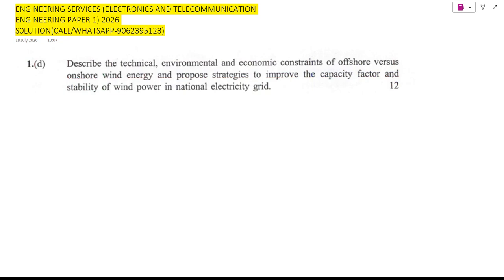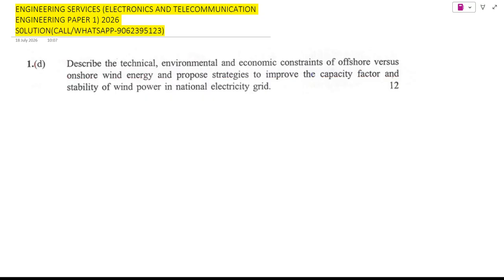And notice carefully, the examiner has not asked only about the offshore wind and the onshore wind. The question has two independent parts. Compare the offshore and the onshore wind energy under three aspects: technical, environmental, and economic, and suggest engineering methods to improve the capacity factor and the grid stability. So always remember these things before you answer any question.